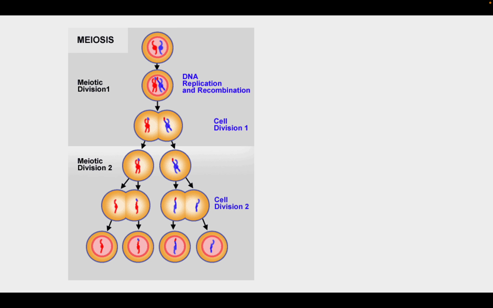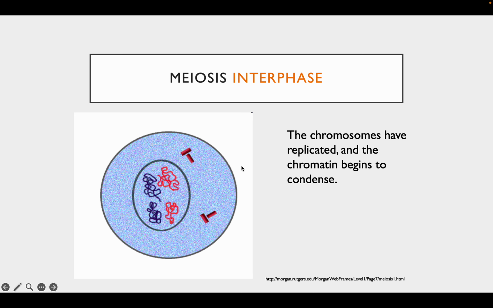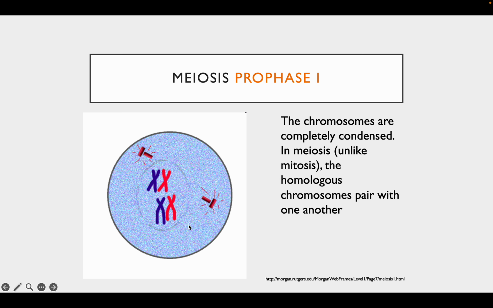Now meiosis, meiotic division 1 and 2. Starting from the interphase, the chromosomes have not yet condensed. Here the chromosomes have replicated and chromatin begins to condense. These are finally completely condensed. In meiosis, the homologous chromosomes pair with one another.